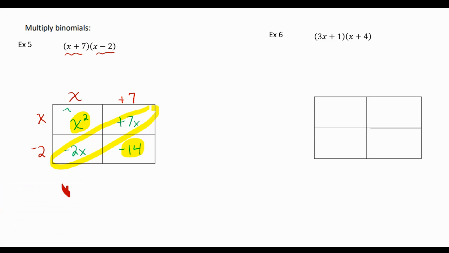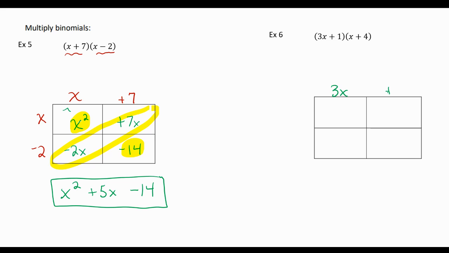So x, whoops, that didn't work. I didn't hit the pen. Hold on a minute. So x squared is the front, negative 14 is the back, and then on the diagonal, 7x minus 2x would be a positive 5x. And there's your answer. That's called a trinomial. You're going to get very used to the trinomials.